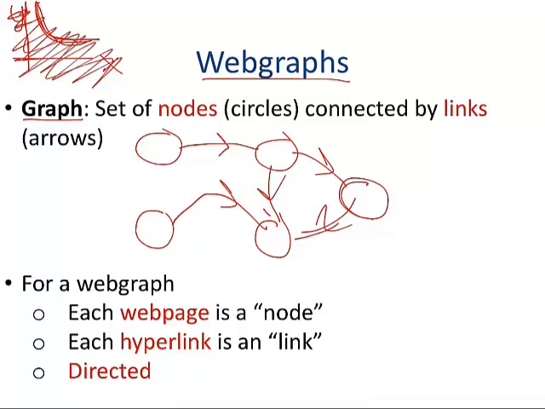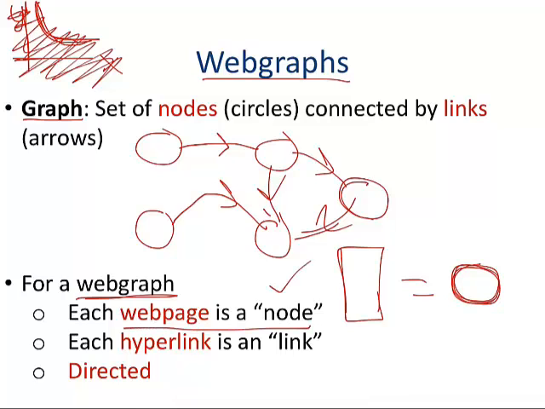So in a web graph, our nodes and our links have special meaning. Each web page becomes a node in this web graph. So these nodes right here, we look at as web pages. And the hyperlinks are the links that connect these web pages together.